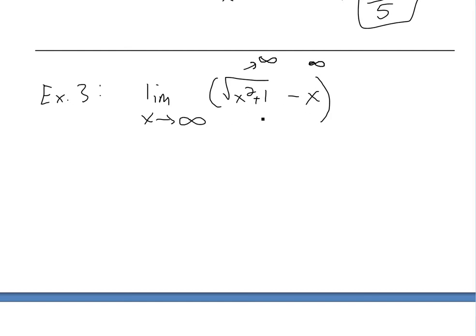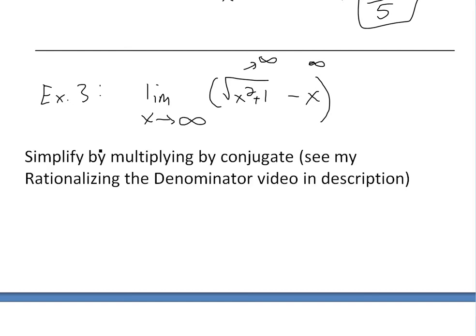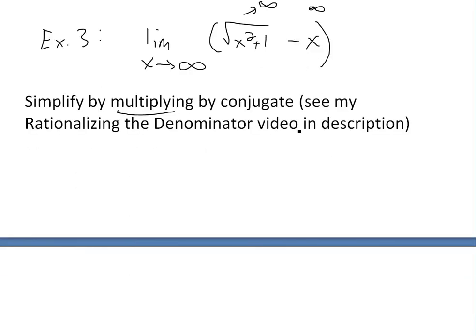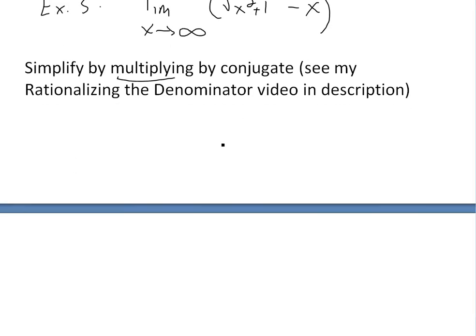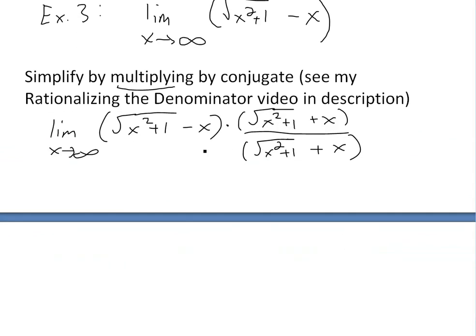So we have to simplify this a bit further, and we could do this by rationalizing the denominator or multiplying by conjugates. I've just basically written this down. You can see my rationalizing the denominator video in the description below, where I go over that. It's pretty straightforward. In this case, we're going to multiply this by this plus x. So we'll have this limit, square root of x squared plus 1 minus x, multiplied now by the conjugate, with a plus on top and bottom. We're not changing this function because this just equals 1, where they just cancel out.